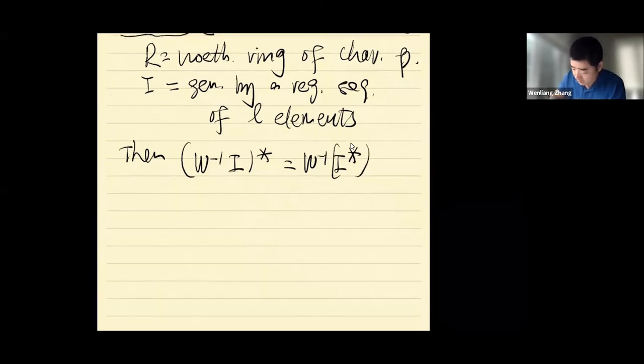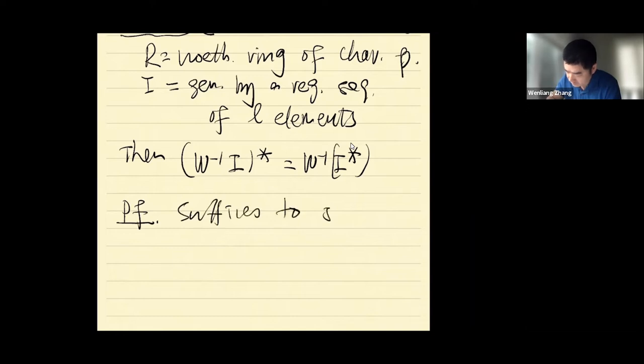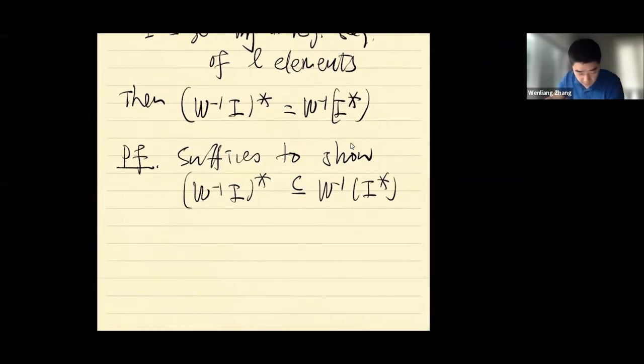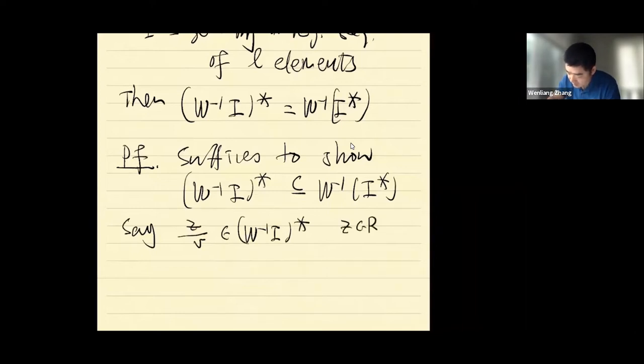All right. So given the two propositions, now let's prove it. Because tight closure is persistent, only one inclusion is needed, because the tight closure after localization is potentially bigger. So it suffices to show the other inclusion. Now let's pick any element in the tight closure after the localization. So say Z over V is in the tight closure after localization. Here Z is in R and V is in W.